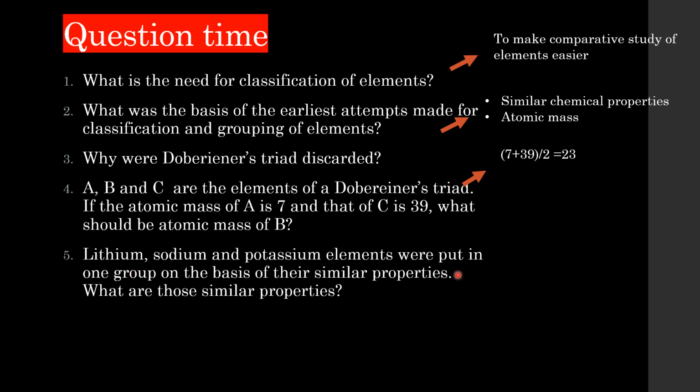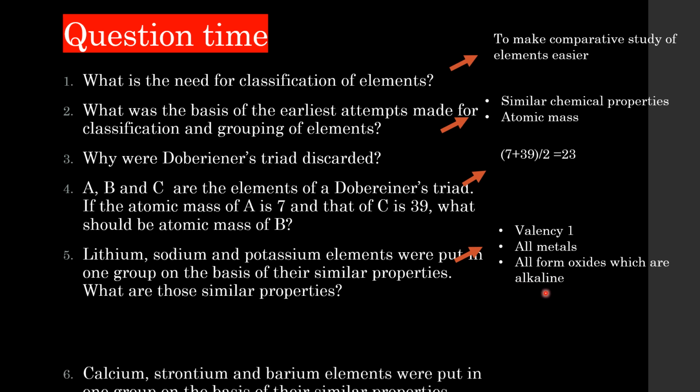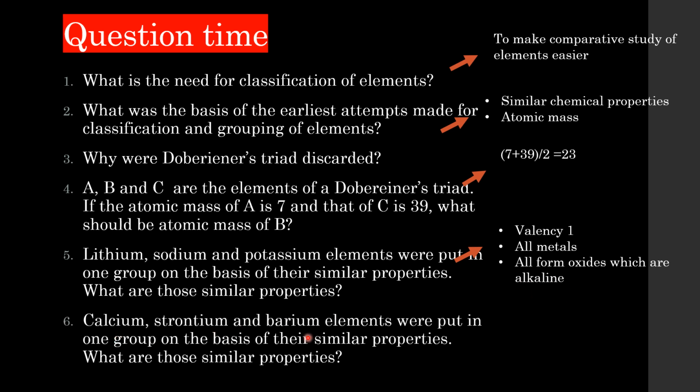Lithium, sodium, potassium elements were put in one group on the basis of their similar properties. What are those similar properties? First of all, lithium, sodium, potassium, all are metals, all have valency 1, all form oxides which are alkaline. Alkaline means when you dissolve them in water, they are soluble. Similarly, calcium, strontium, barium, what are those similar properties you are grouping them together on? Again, valency is 2, all metals, all form oxides which are alkaline.